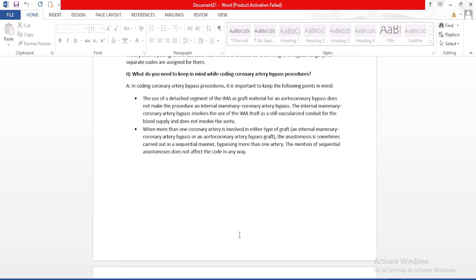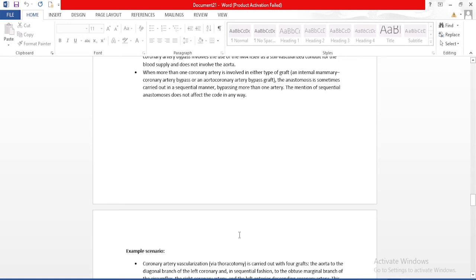So what is meant by this? Detachment means removal of the IMA as a graft to make a coronary artery bypass, and that does not make the procedure an internal mammary artery bypass. If you want to create an internal mammary artery coronary artery bypass using the IMA, it is still vascularized, meaning the IMA needs to provide continuous blood supply to the diseased coronary artery.